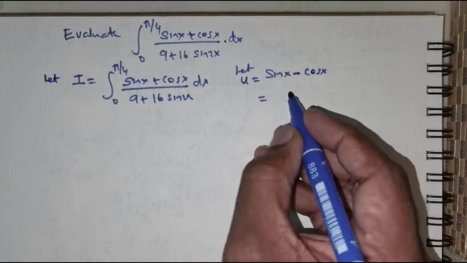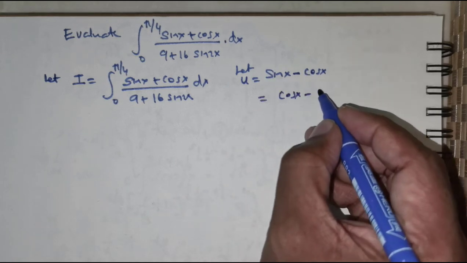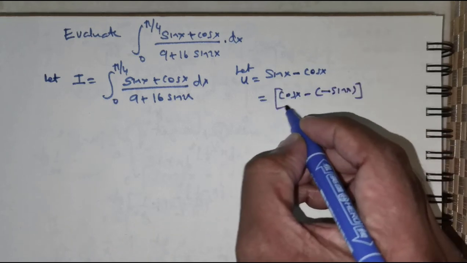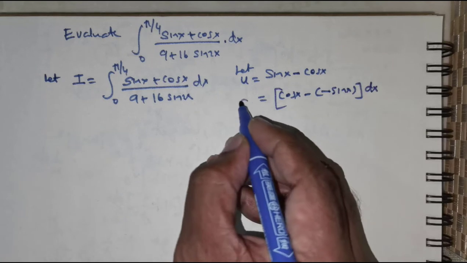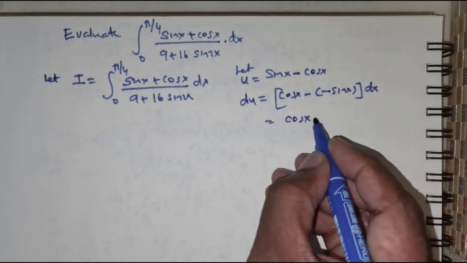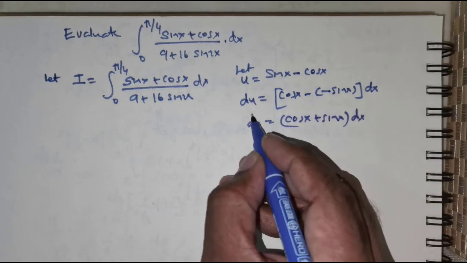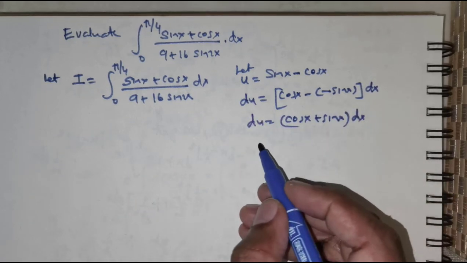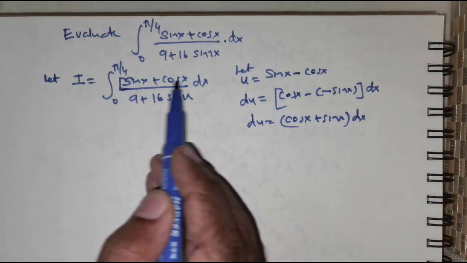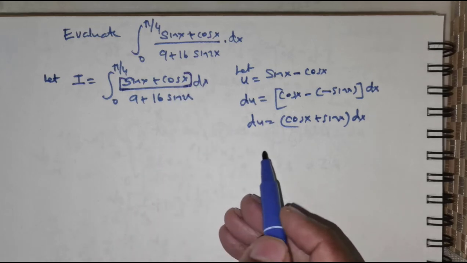Now if I were to differentiate sin x, I would get cos x. If I were to differentiate cos x, I would get negative sin x, and these two things have to be multiplied by dx. So on the left hand side I would get du. Now this can be rewritten as (cos x + sin x) times dx. On the left side you get du. So clearly you can see that (sin x + cos x) times dx can be replaced by du.